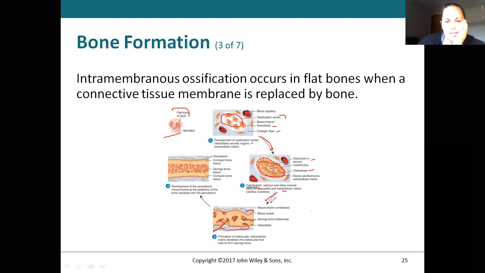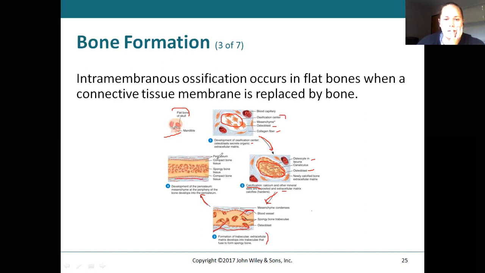And so the next step is you're going to have the mesenchyme condense, and you have blood vessels that are going to be vascularizing this region of bone. So the formation of the trabeculae starts to form, and extracellular matrix develops into trabeculae that fuse to form spongy bone. So this type of bone formation is where we're going to see those spongy bone regions. But you still have blood vessels that are going into those holes in the trabeculae.